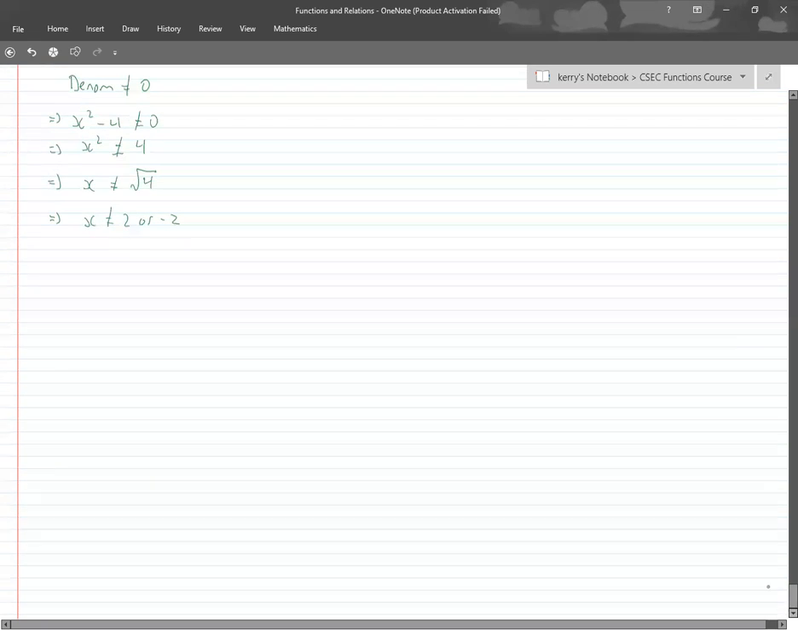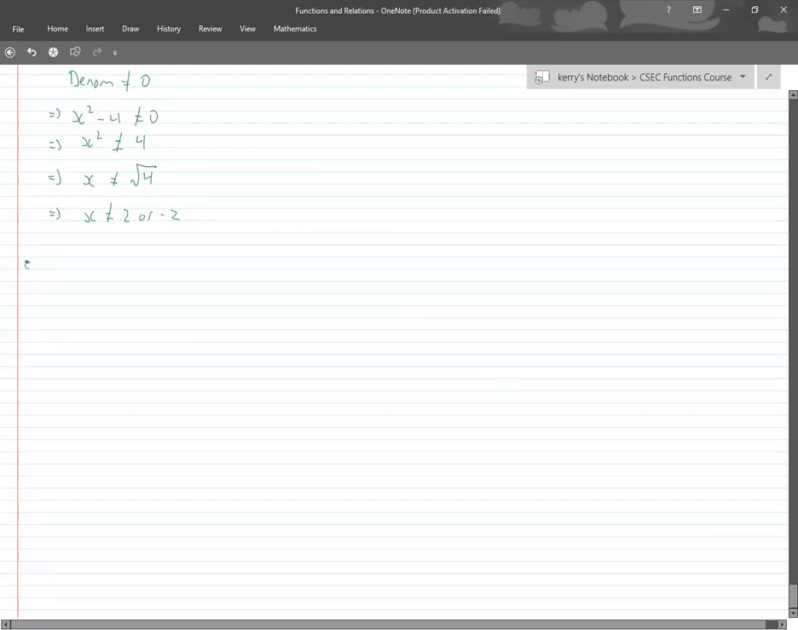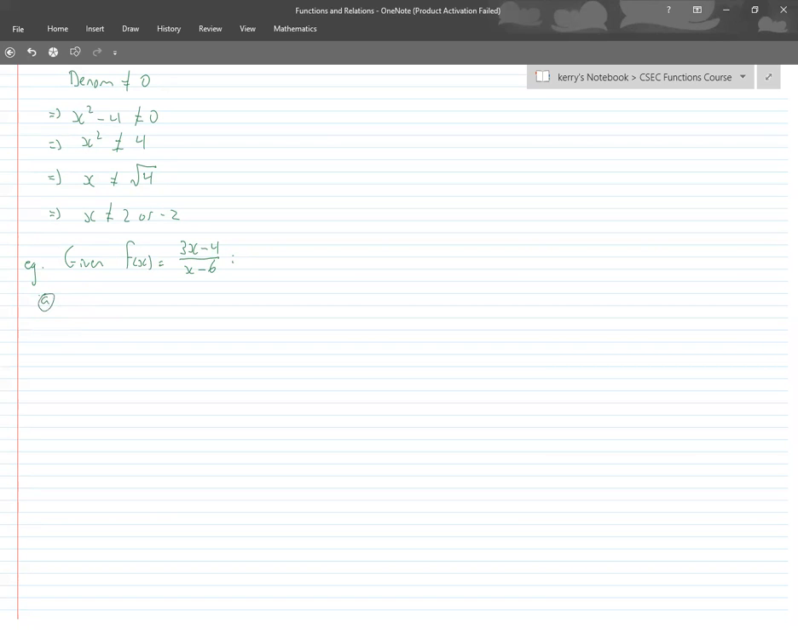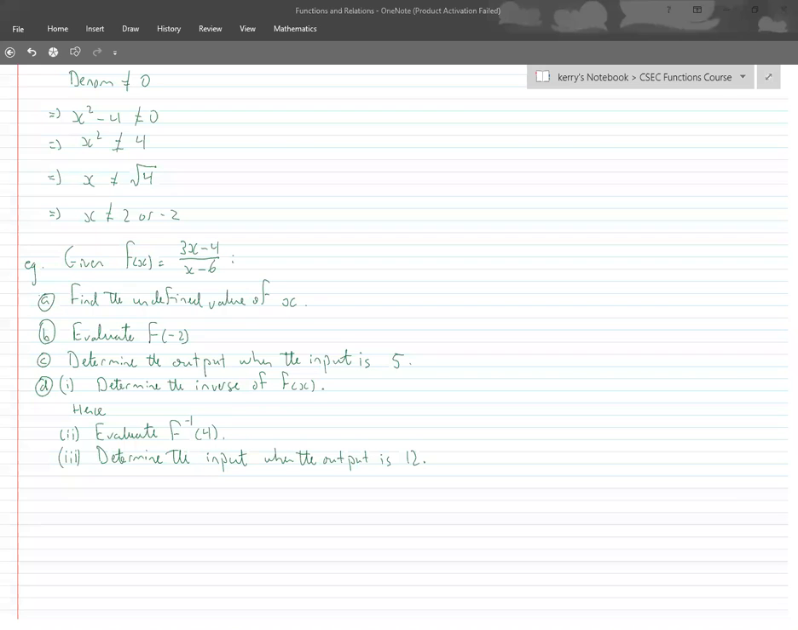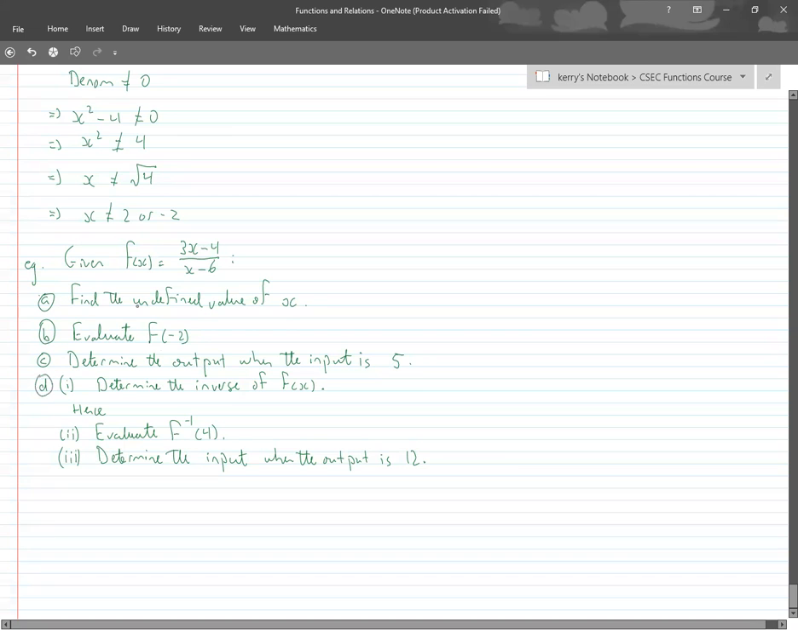So let's do a couple more of the function questions with rational type. So let's say, for example, given f of x is equal to 3x minus 4 over x minus 6. Let's say part 1. So we'll do a couple of different types of questions here with this one. So part E. I decided to just change it up and write all of the questions one time. So let's look at this one here now.